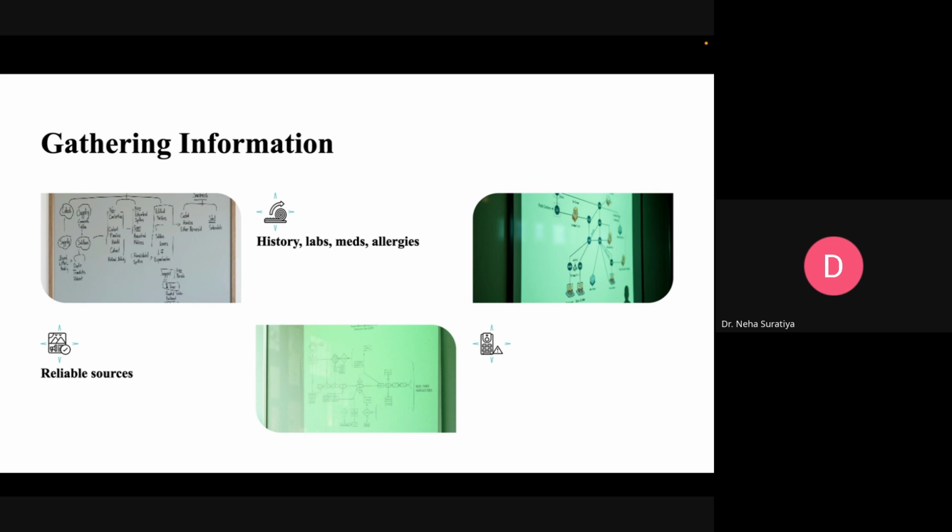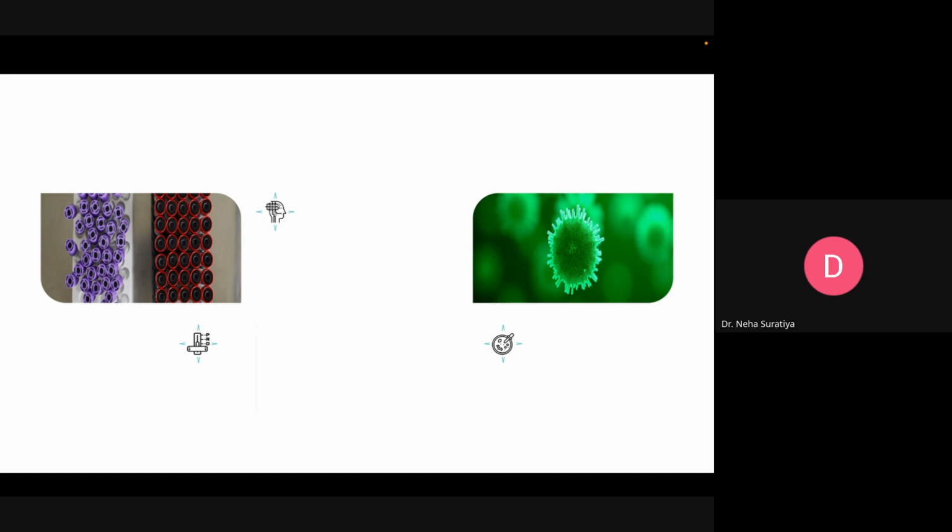Gathering information, and avoid overload. You cannot assess 15 cases at once. If you are at the starting point of your career, you should focus on only 2 to 3 cases per day that you can process completely. That way you can understand the whole case deeply. So always avoid overload.